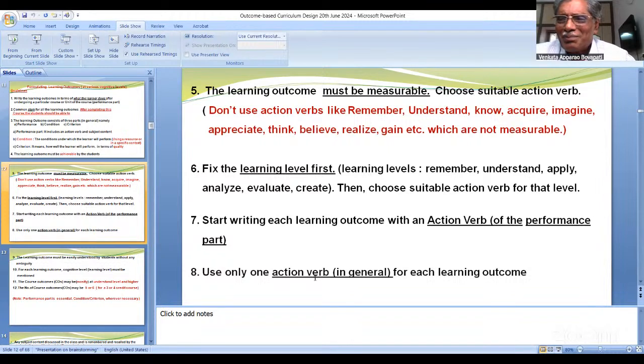In some universities, they mention the students will be able to understand, apply, analyze, evaluate, like that. That is wrong. The higher cognitive level, whatever you want to mention, the corresponding action verb you mention. Automatically it is understood that the lower cognitive levels are achieved. There is a hierarchy in cognitive levels.